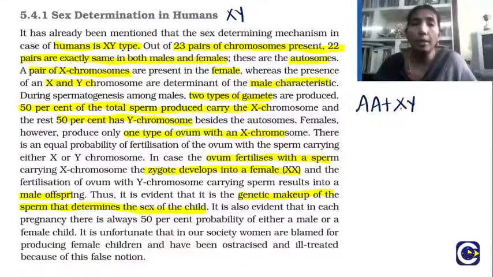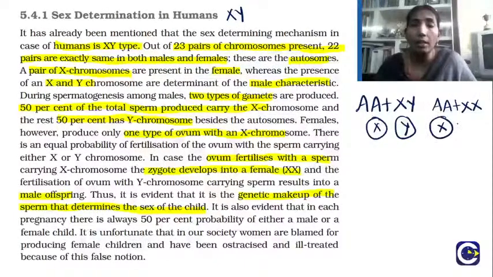There will be two types of gametes produced during spermatogenesis: 50% of the sperms will carry the X chromosome, and 50% will carry the Y chromosome. Now in the case of females, we have the autosomes and then XX. So all the gametes will be X, similar. Now, what will happen in the case of fertilization? So, what will happen, say X?